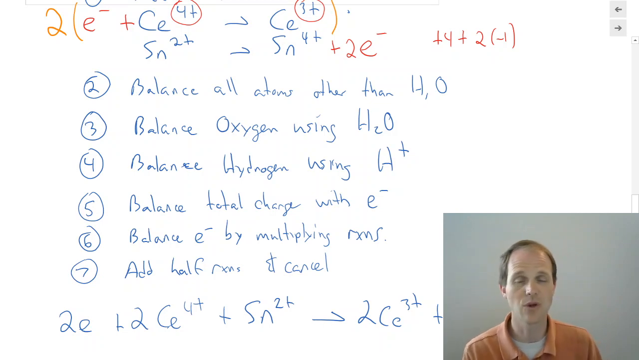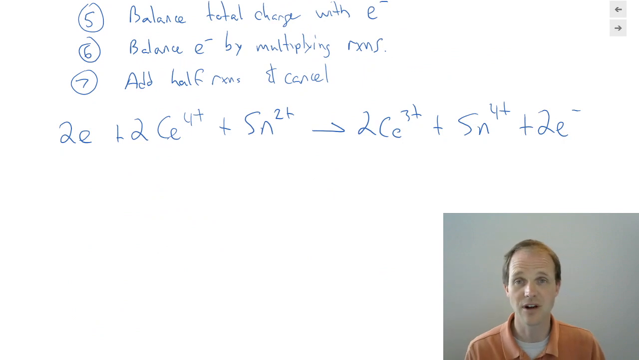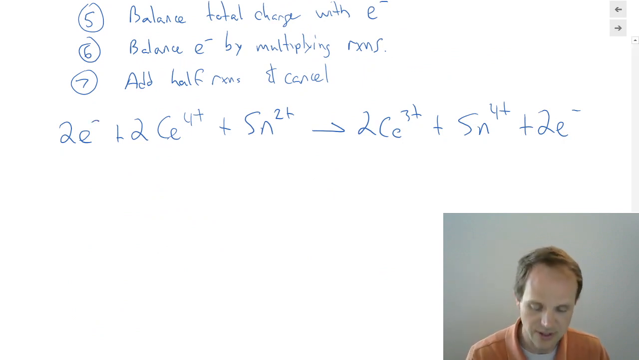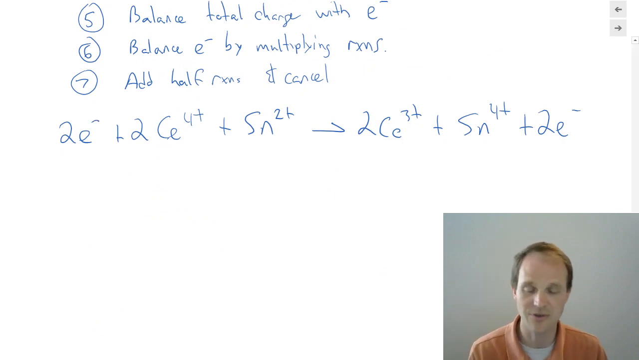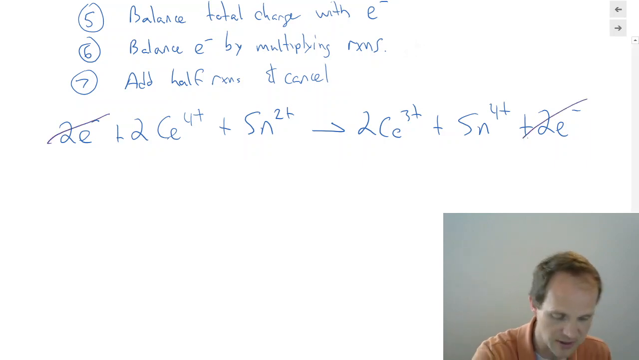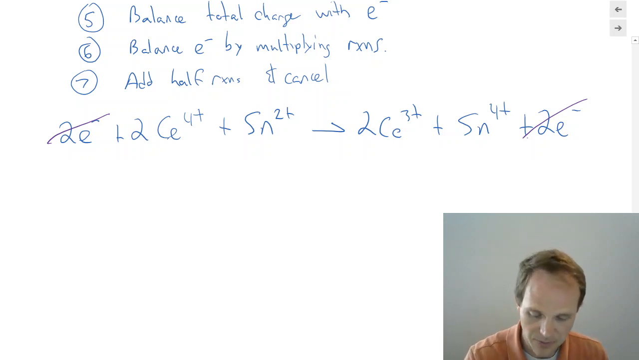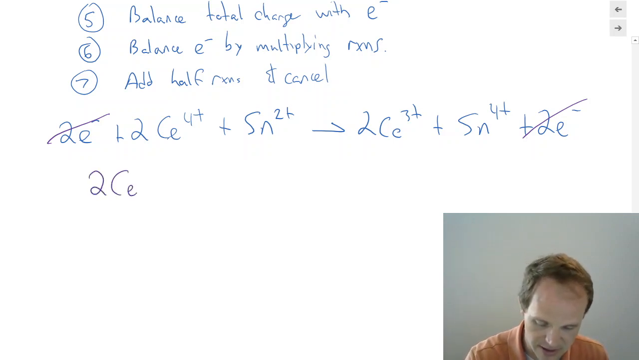As I said, what you will always 100% find is that your electrons will balance out. If you have 2 electrons on the left, you better darn well have 2 electrons on the right. If you didn't, you did something wrong. Okay, let's go ahead and cancel those electrons because they appear on the left, they appear on the right. That's the only thing that cancels in this case. So what do we end up with? We end up with a reaction that looks like this.